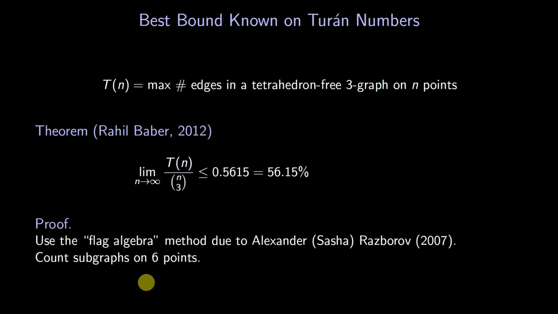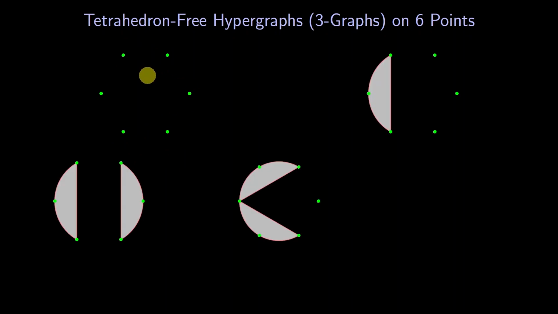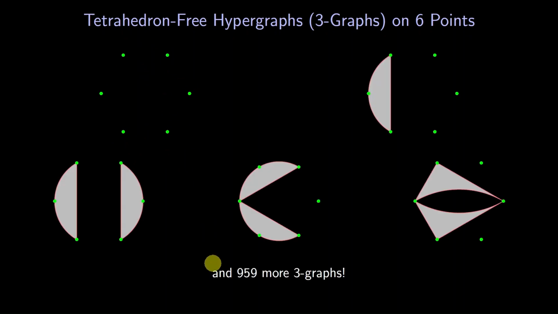First, let's enumerate the tetrahedron-free hypergraphs on 6 points. Here is a tetrahedron-free 3 graph on 6 points, and here are some more. Are there any others? Yes. Altogether, there are 964 such hypergraphs. The flag algebra method will count how many of these subgraphs can appear in a large hypergraph, and in particular will develop inequalities among the various subcounts. 964 hypergraphs is large enough that a computer was used to determine the best inequalities.